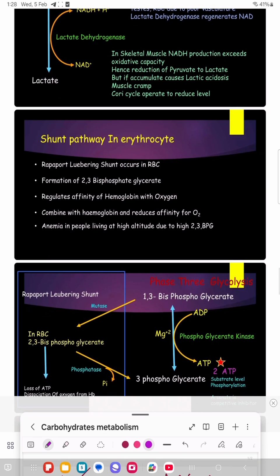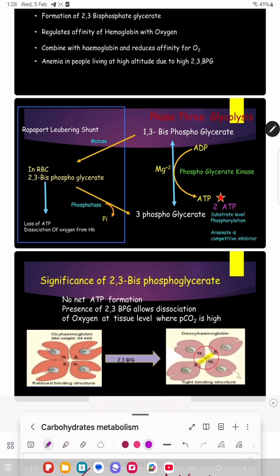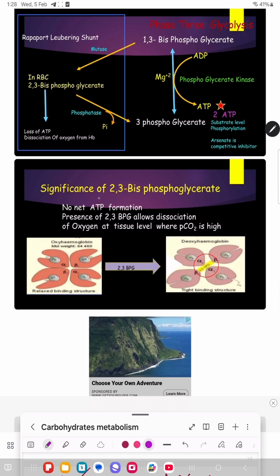Yes, I have explained all this. Yes, again this slide, and the significance of 2,3-bisphosphoglycerate, this is very important. Okay, so there is no net ATP formation. Presence of 2,3-bisphosphoglycerate allows dissociation of oxygen at the tissue level where PCO2 is high. I already explained, I think. Okay, so where the partial pressure of carbon dioxide will be high.